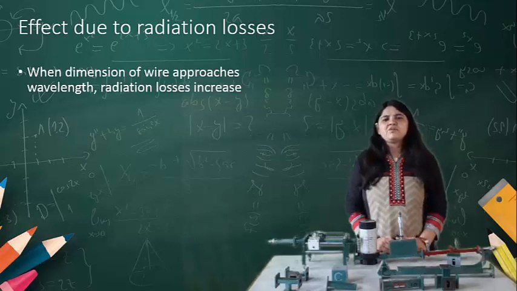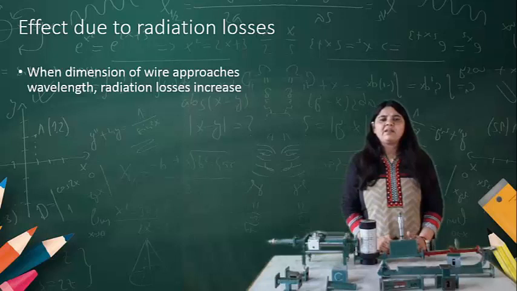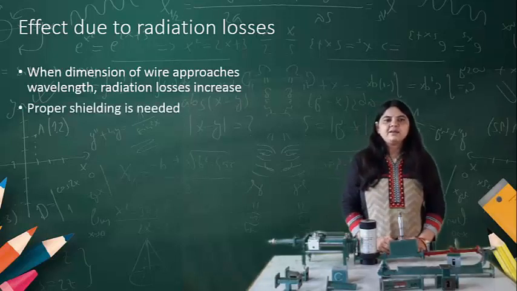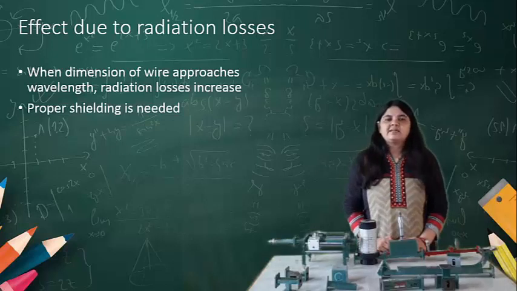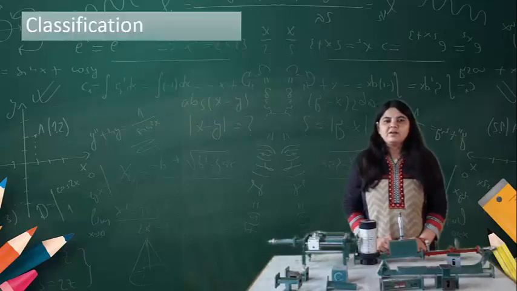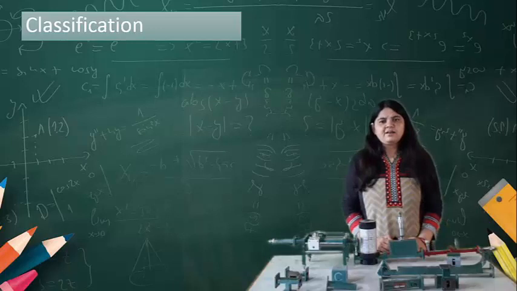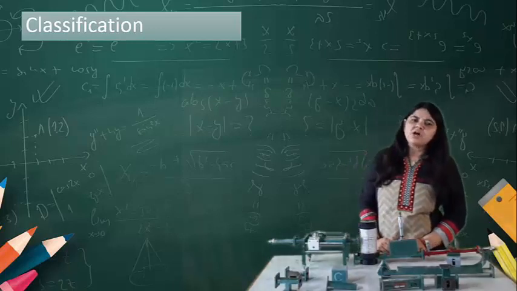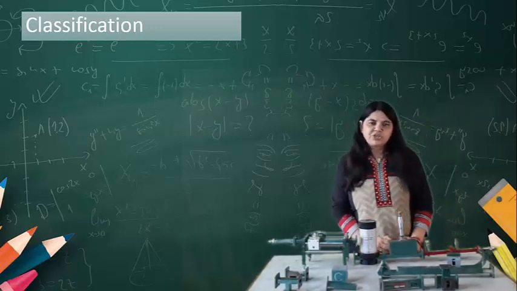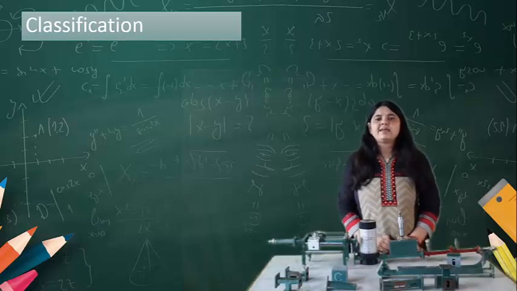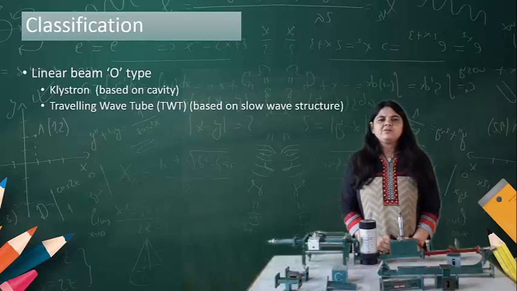When the dimension of the wire approaches the wavelength, radiation losses increase, and proper shielding is always required. So these are the various limitations of conventional tubes, and that is why there is a need for microwave tubes.